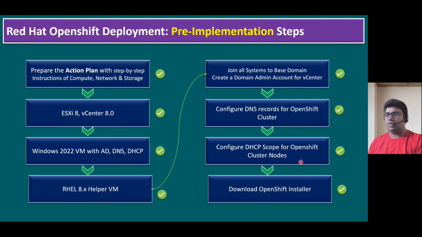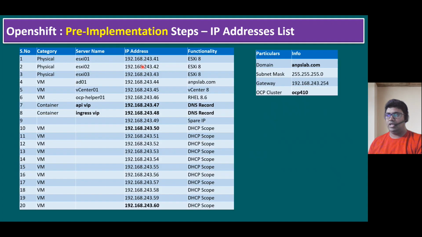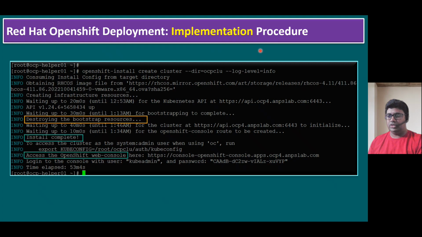The pre-implementation steps we completed, and we already discussed the infrastructure platform, DNS, DHCP configuration, and downloading the OpenShift installer procedure. We have reserved 20 IPs for this OpenShift Container Platform 4.11 setup. If you see the implementation procedure, earlier we stopped at the creating infrastructure resources level. After that, it showed 20 minutes to wait, and in total it took 53 minutes to complete the OpenShift cluster setup.